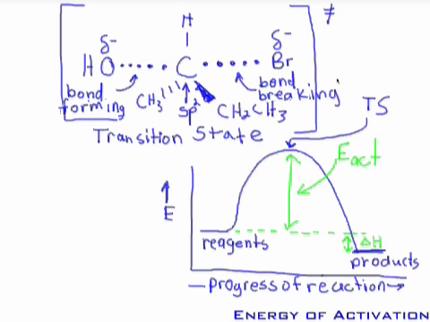The other features of the 5-coordinate transition state, again, OH is bond forming. We show which bonds are forming. We show which bonds are breaking. We show where the delta minuses are, or delta pluses if there are any. And we show the sp squared state. We show the movement of electrons, the making and breaking of bonds.